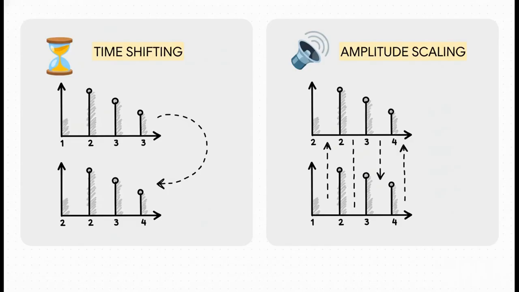On the left, you've got time shifting. That's just sliding the whole sequence of numbers forward or backward to create something like a delay or an echo. And on the right, there's amplitude scaling. That's where we just multiply every single number in our sequence to make the signal stronger or weaker.